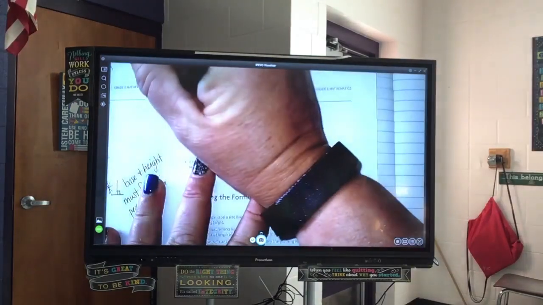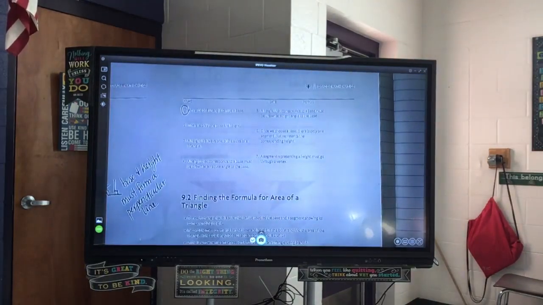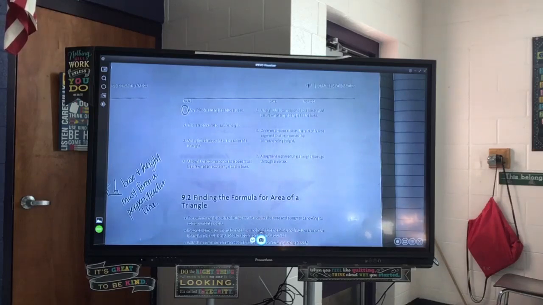Alright, that one is true. So it doesn't matter which side we make the base on the triangle as long as it's what to the height? Perpendicular. Yes, as long as your height is perpendicular to your base. So as long as you're forming that right angle, it does not matter where your base is identified as. Alright, so stand up if there is only one possible height.